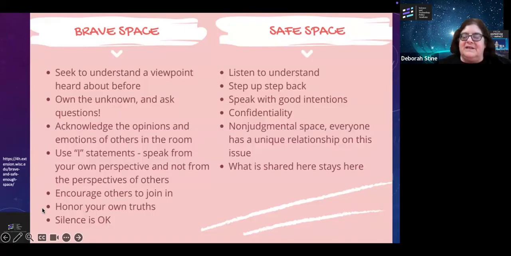Sometimes there'll be a need for confidentiality, and having this sort of non-judgmental space where everyone has a unique relationship on the issue. Again, this goes back to this kind of concept of lived experience, and what is shared stays here. So I think that, to me, one of the bottom lines is we want to assume that the people with whom we're engaging have good intentions, and not assume negativity, or really try to steer people to having a good, positive discussion.